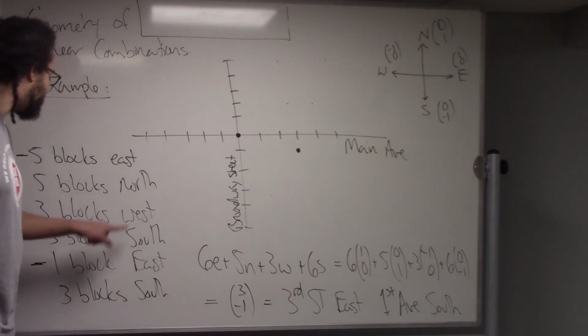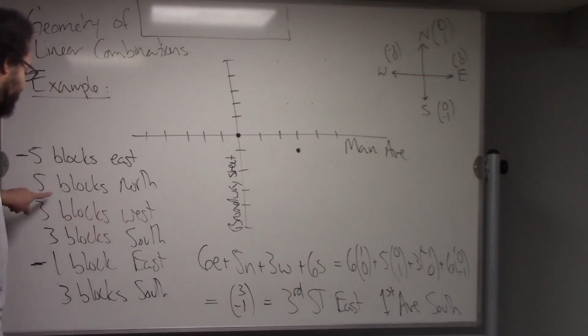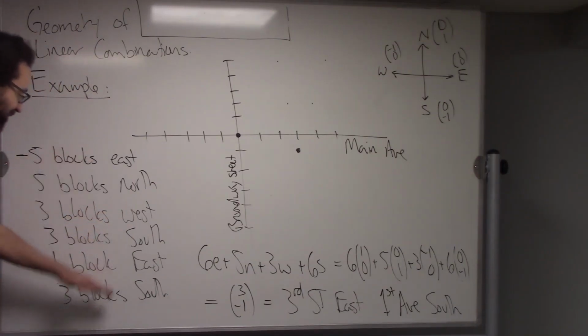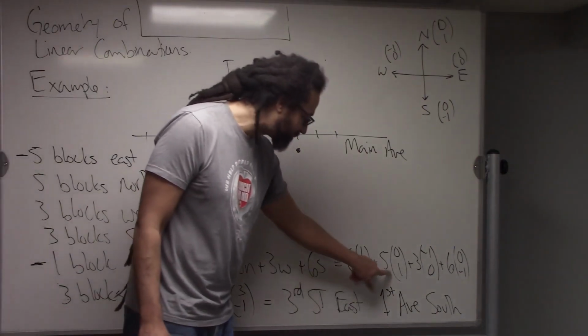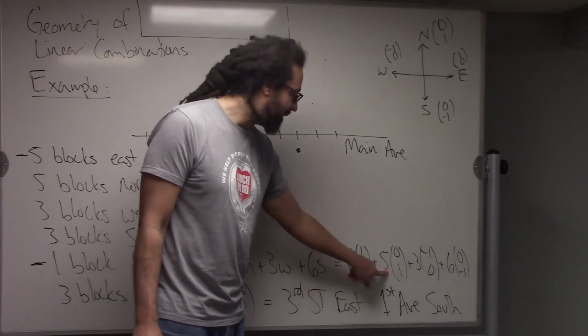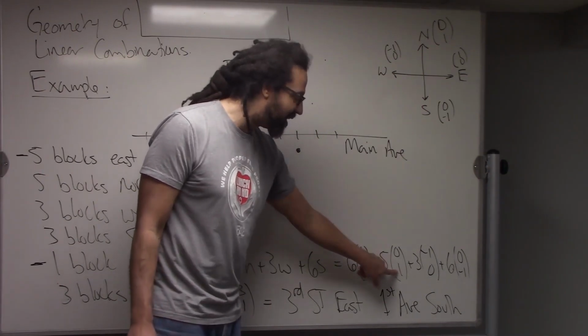And then how many blocks north did I travel? Well, here I traveled 5 blocks north, and there's no other north in the list. So I went 5 blocks north. That's 5 times the north vector, 0, 1.